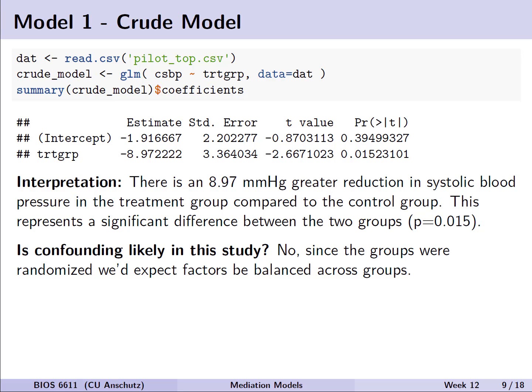A follow-up question we may wish to ask or evaluate would be, is there the chance that confounding could have occurred in this study? Now, the general answer is it's always possible, but here we wouldn't expect it to be likely because the groups were randomized. So by randomizing individuals, we would expect factors to be balanced across groups in theory or on average.